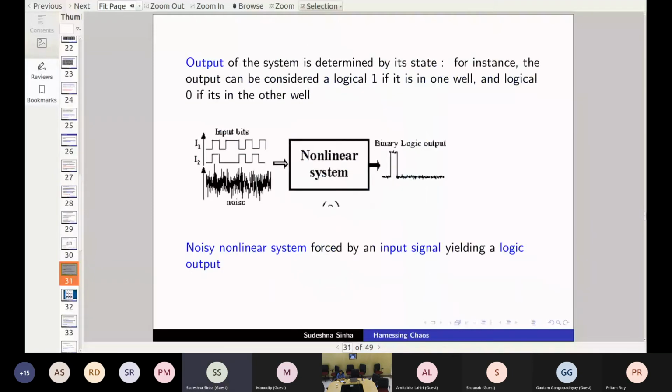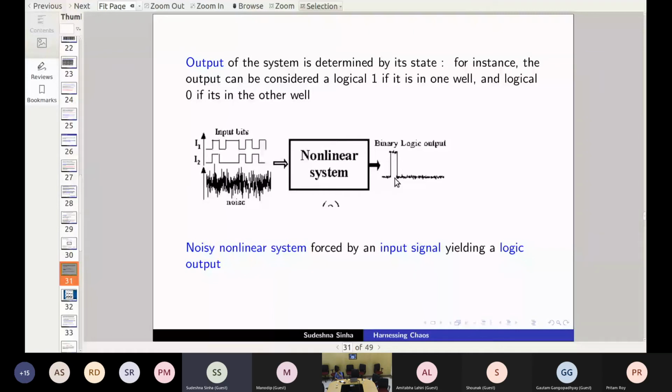And here is a little schematic of it. Here are the input bits coming in. Here is noise, whatever there is. Here is your nonlinear system. And the nonlinear system switches up and down between the wells, giving your binary logic output. So for instance, you can declare one well to be zero, one well to be one, whichever way. And every time it toggles, it jumps from one well to another. Okay. But it has to switch exactly in accordance with the truth tables of your logic operation.